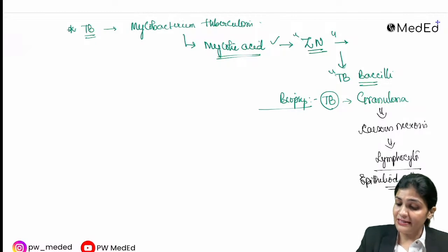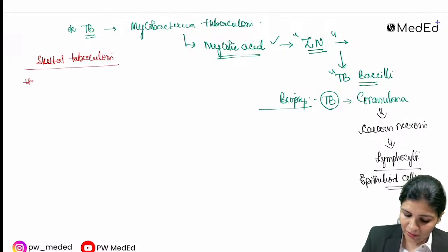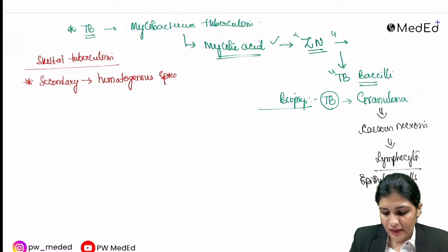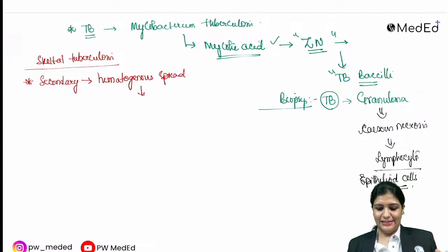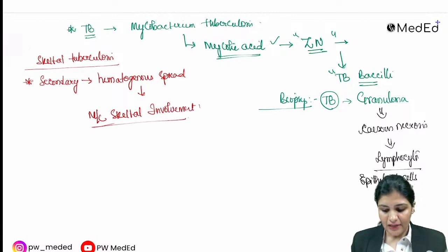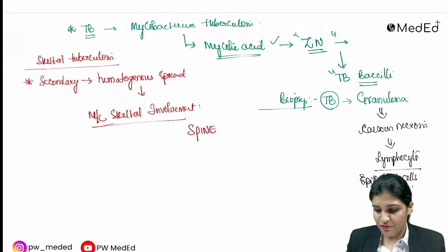Now coming to skeletal tuberculosis, let us see a bit of it. In skeletal tuberculosis, it is always secondary. That means the primary is present somewhere else and it travels through the blood, that is, hematogenous spread to the skeletal system. Can somebody answer this? The most common skeletal involvement is seen in which part? It is seen in the spine. This is what you have to remember. The spine is the most commonly involved.